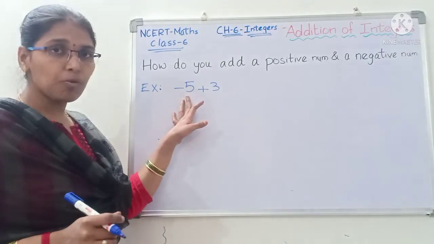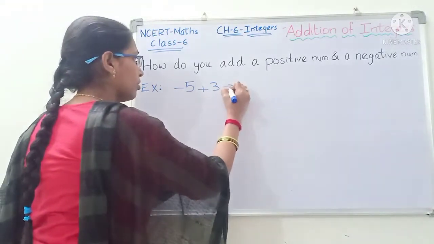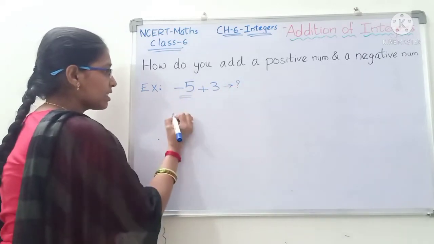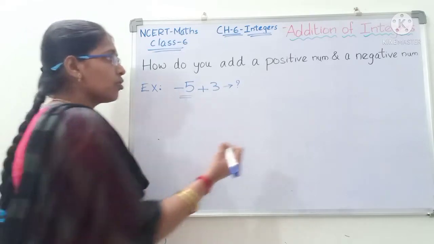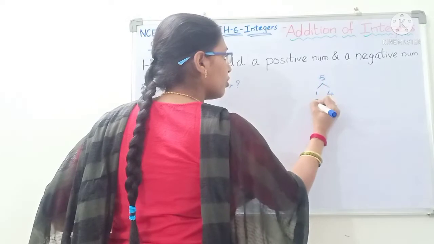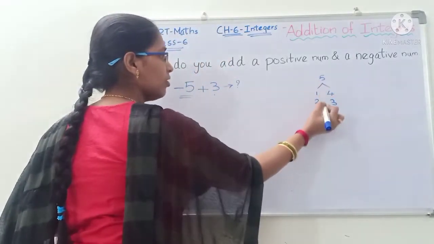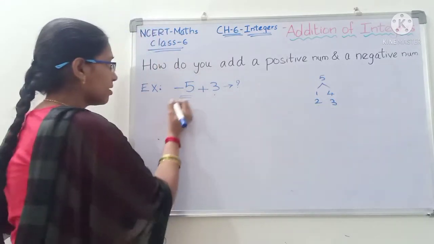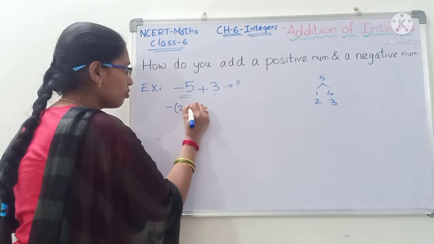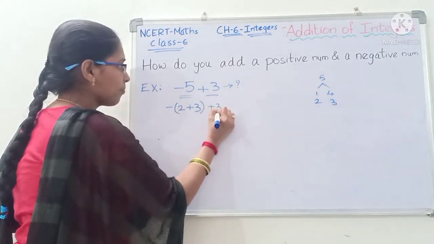Now, if there is one positive number and one negative number, how do you add? See children, first it is minus 5. How can you write minus 5? You all know 5 means 1 plus 4, 2 plus 3. Here you have 3, right? So let's write 5 as 2 plus 3, keeping minus outside.